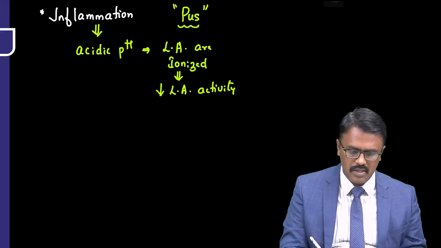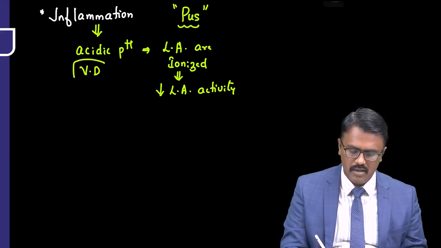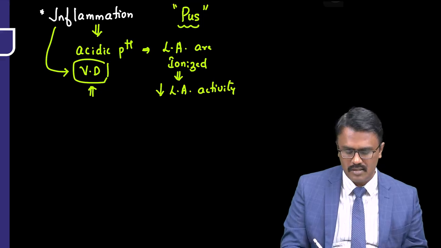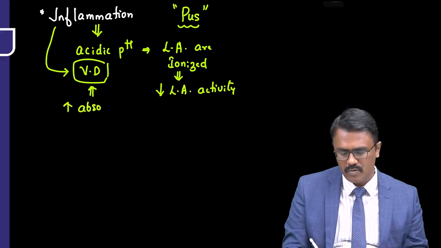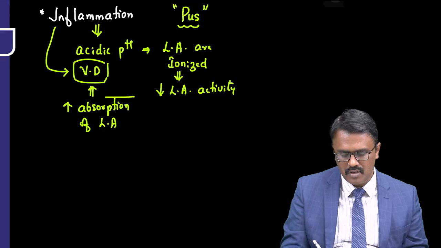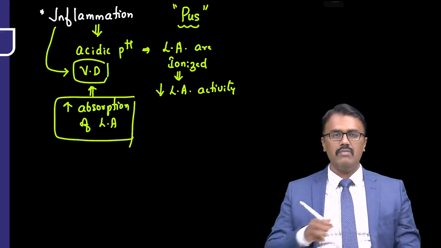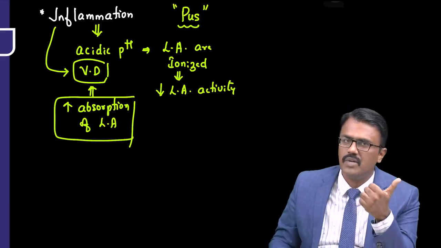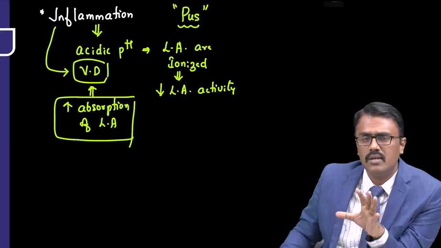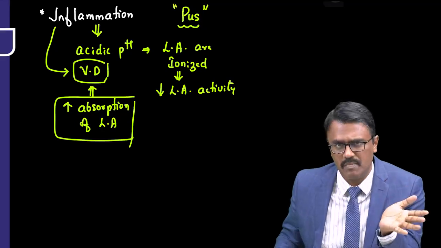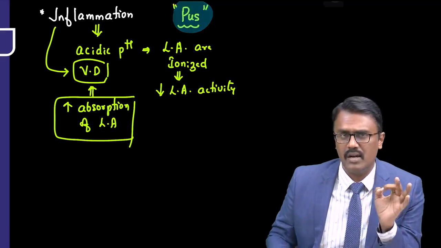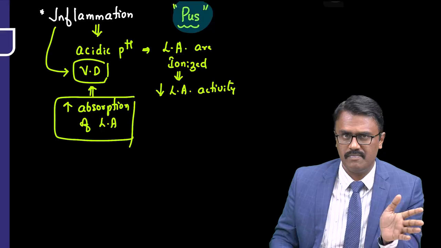And also in the acidic pH, there will be vasodilation. Why? Because inflammation causes vasodilation, and what happens if there is vasodilation? There is increased absorption of local anesthetic. So if absorption is increased, the duration of action is decreased. So in inflammation, we have acidic pH, and the local anesthetic is not going to work. Second, inflammation causes vasodilation, and even if you give local anesthetic, it is absorbed into the systemic circulation. So this question may be asked in your exam: why are local anesthetics ineffective in the presence of pus? Very, very important.